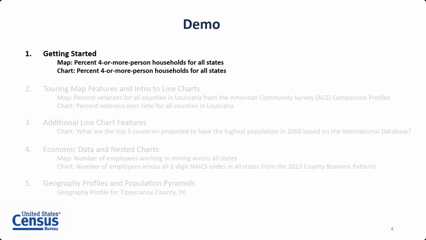Again, we're going to start very basic by showing you how to get started creating a map or chart. For this example, I'm going to find a quick search that's going to get me to a table that has data on household size, and we're going to map out the percent 4 or more person households for all states. Again, regardless of the specific data point that you're interested in, the strategies that I'm showing today are transferable for any type of data that you may be interested in mapping.